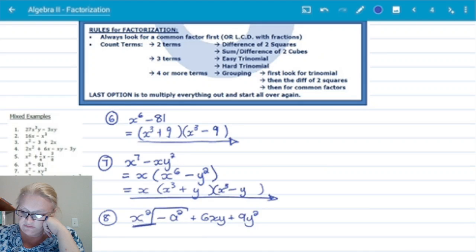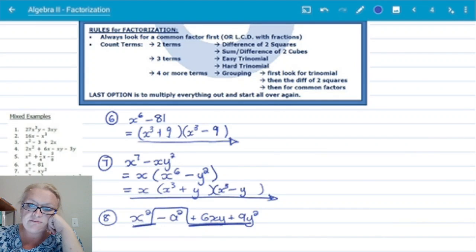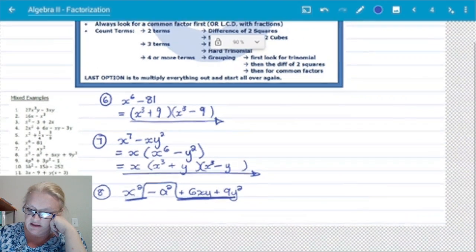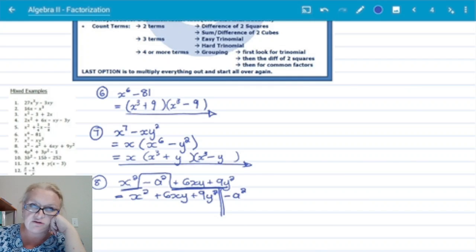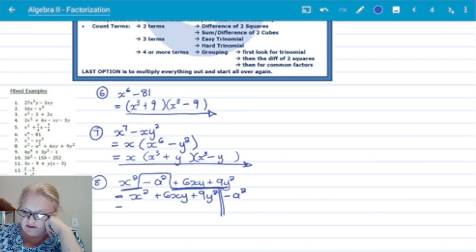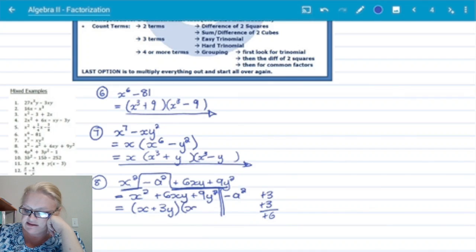x squared plus 6xy plus 9y squared. So let's write it in the correct order: x squared plus 6xy plus 9y squared minus a squared. Split it after the trinomial. The factors of 9 to give you a 6 are going to be 3 and 3. To get a positive 6, we need a plus and a plus. So that gives you x plus 3y and x plus 3y, and a minus a squared.